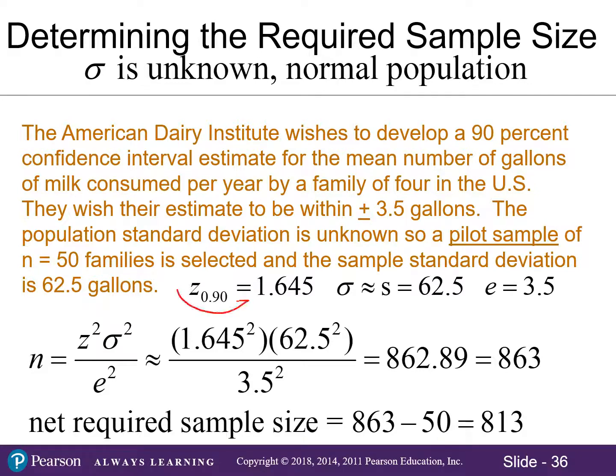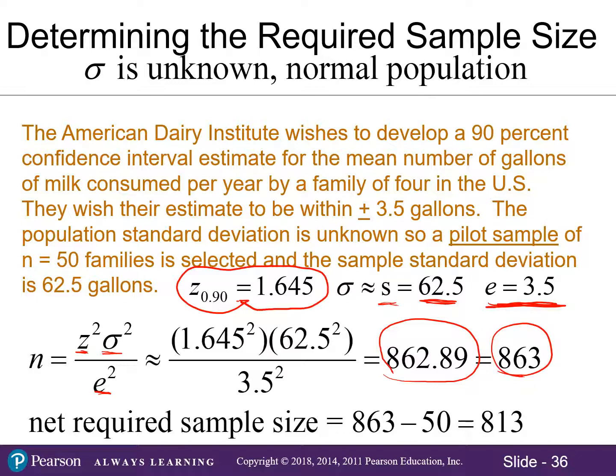so again, this z value I just took from that table because I am using z because I know my population standard deviation is 6.25. So in particular here, you'll notice I'm using s, but I'm still using z because without the sample size n, I can't use t. And then here is my error. I want to be within 3.5 gallons. So my error goes down here, my z goes here, and my sigma goes here. We're going to square all those and then do some division, and you'll get 862.89 people. We're going to round that up to 863 people.